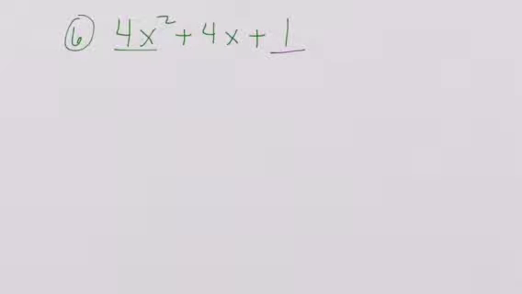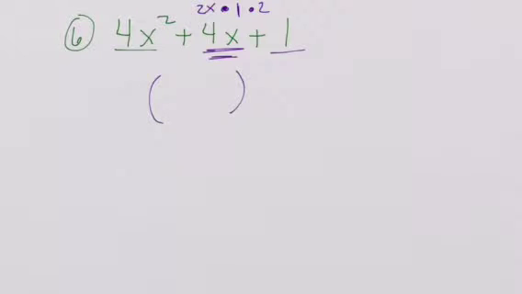I take the square root of 4x squared, which is 2x, and I take the square root of 1, which is 1. I'm going to multiply those two together, and then I'm going to multiply it by 2 to double it, because that's what would happen if we were boxing it. So 2x times 1 is 2x, and 2x times 2 is 4x. So because that equals what my middle term is, this is a perfect square trinomial.